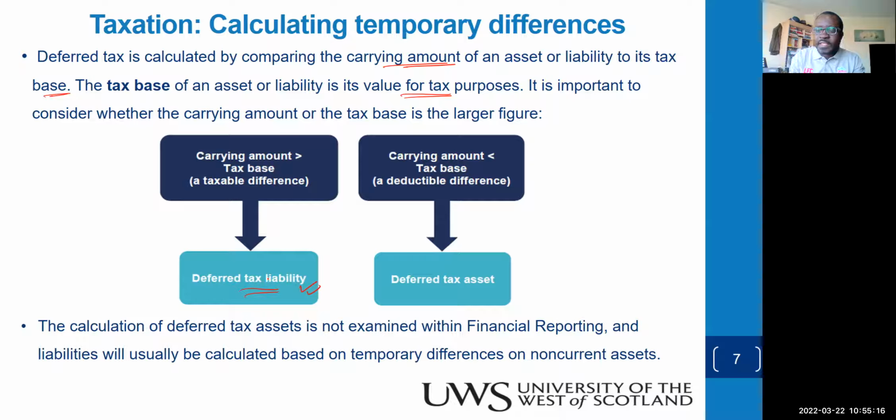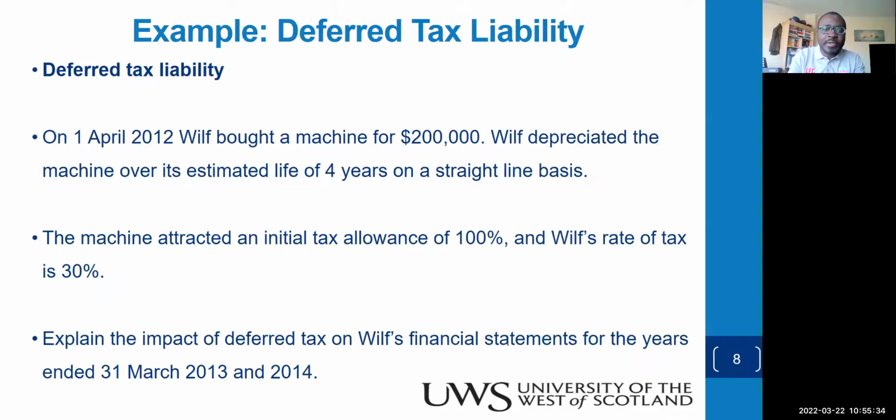Now, let's move on and see. The calculation of deferred tax is not usually examined within the financial reporting exam in ACCA. So for now, we'll not be calculating this, but we'll be looking at the temporary difference on non-current assets. That's what we'll look at more. Okay, let's take an example. Then we'll use this one to wrap up for the first segment. And then we'll look at the recognition and how to present it in the financial statements. Okay. So like I said, let's focus on tax liability for now.